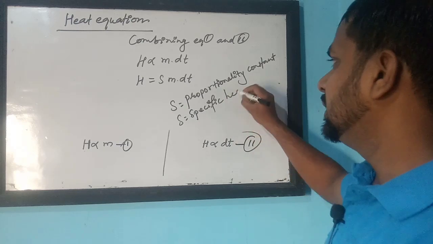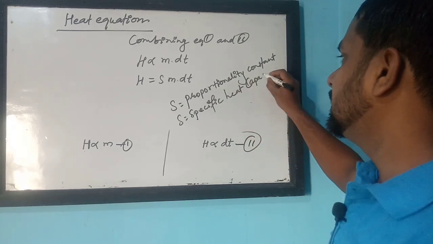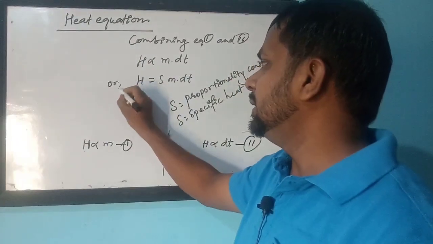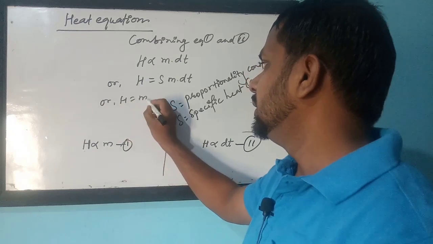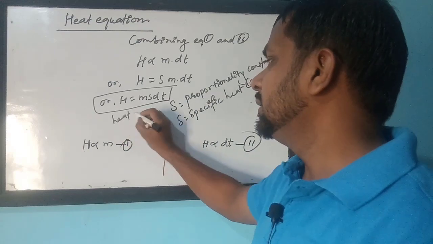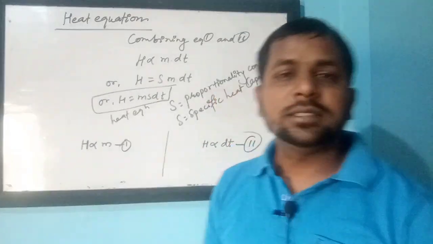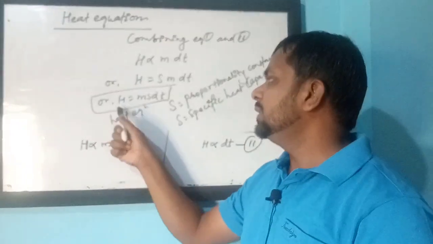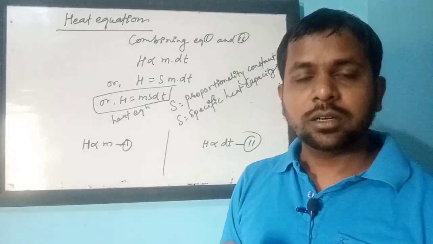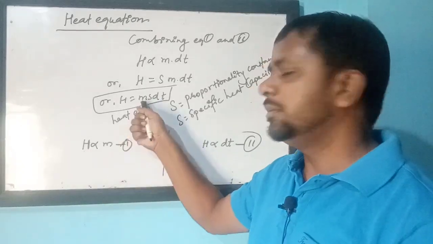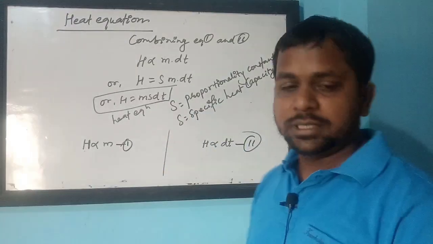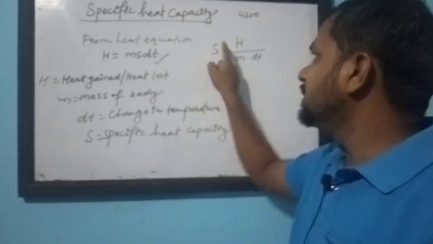This equation can also be written as H is equal to m S dT, and this equation is called the heat equation. This H can also be regarded as the amount of heat gained or the amount of heat lost. m is the mass of the body, S is the specific heat capacity of the body, and dT is the change in temperature.